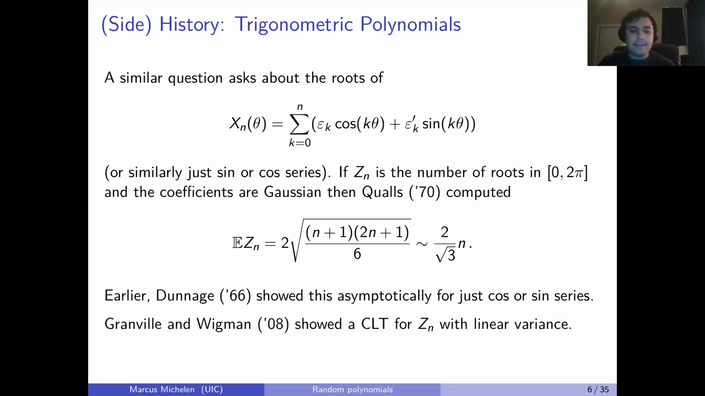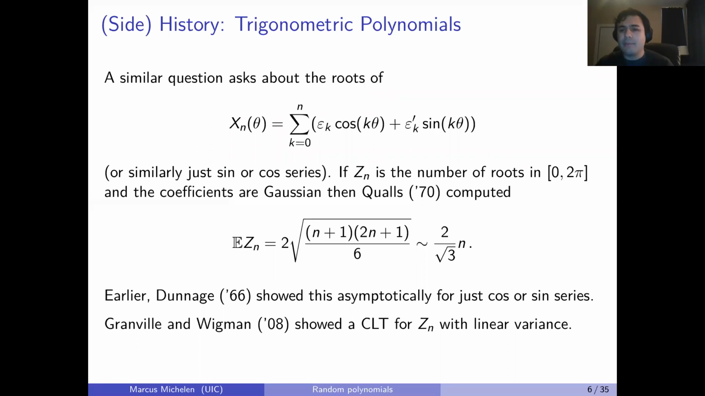And then in the case in which your coefficients above are Gaussian, Granville and Wigman showed a central limit theorem for the number of roots, and they showed that the variance is linear. I don't want to get too deep into this, but there was a recent paper, I believe from 2019 or perhaps 2020 by Do, Nguyen, and Vu, which showed that the variance for the number of roots of this type of polynomial actually depends on the distribution of the coefficients. So for Gaussians, it's some constant times n, and for plus minus ones, it's a different constant times n. This is an instance in which this universality sort of begins to break down.